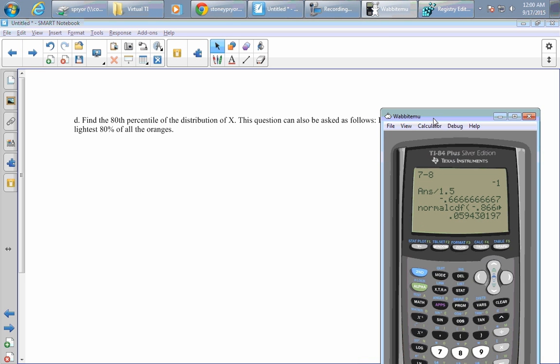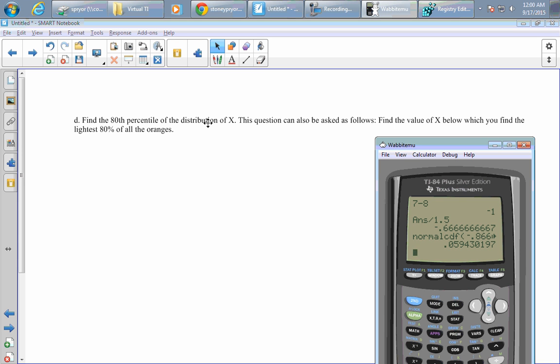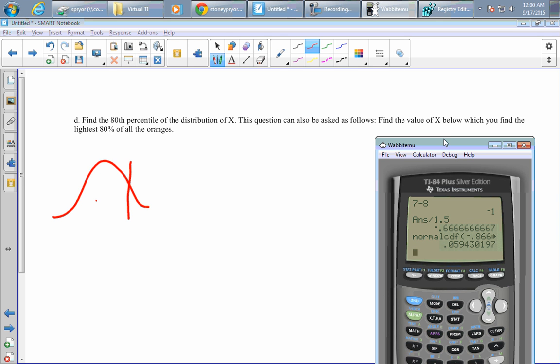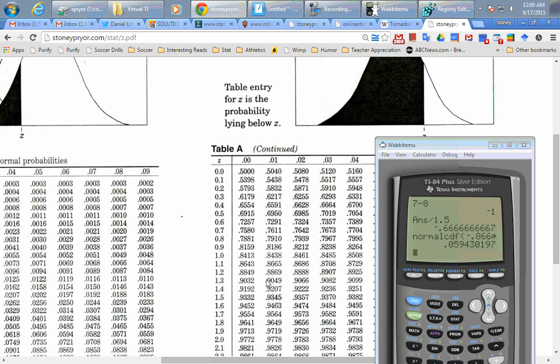D says find the 80th percentile, and see where that value of X falls. So what I'm looking for is what thing goes here to give me 80% of the data there. And then, of course, I know the mean is 8 and the standard deviation is 1.5. So what I'm going to try to figure out from my chart is where that 80th percentile falls. So I'm looking in here, and it looks like 80th percentile is right there.